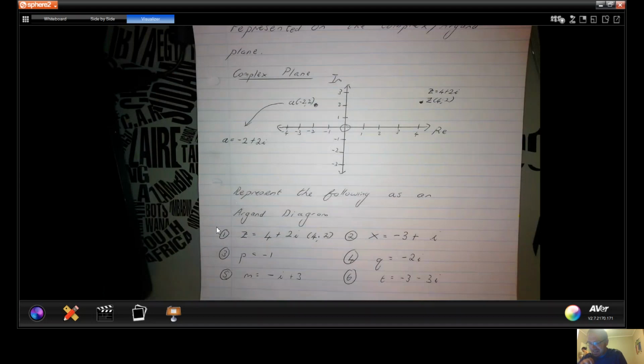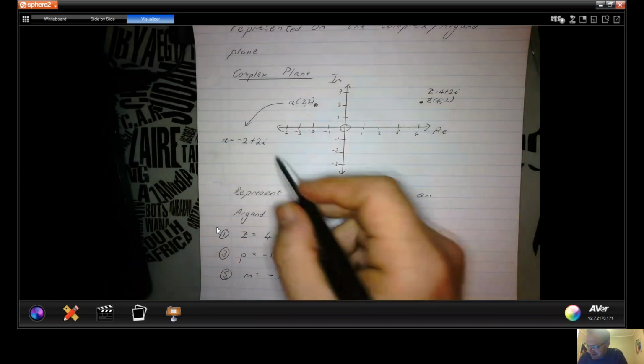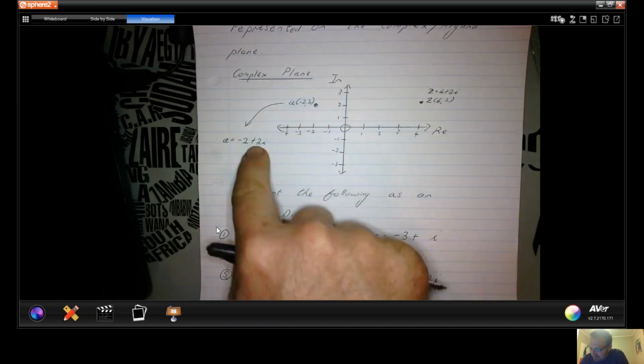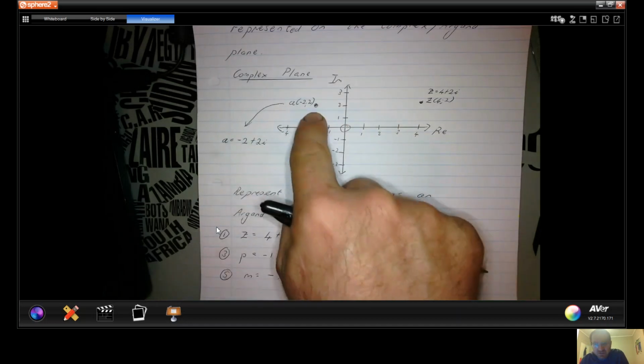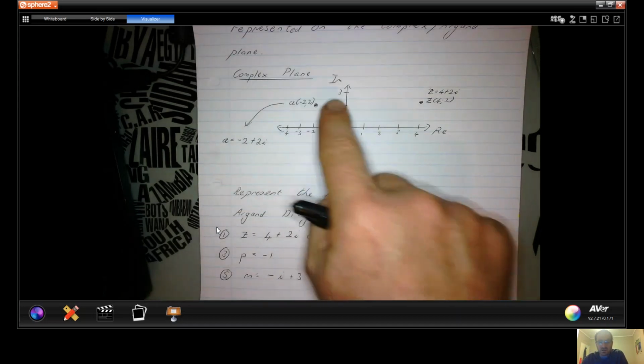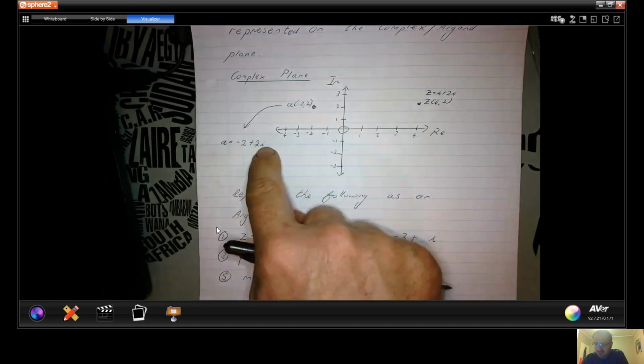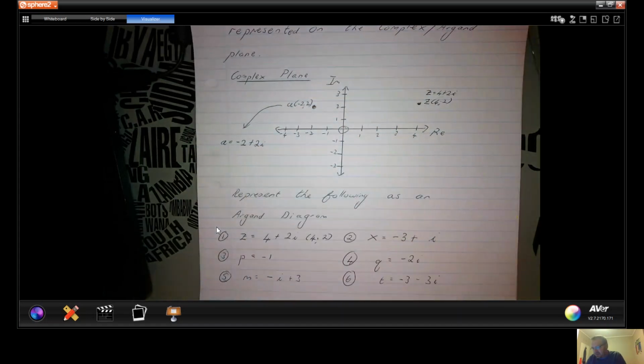So A is equal to negative 2 plus 2i. Okay. So I've got that over there. Okay. That is that complex number. Negative 2 plus 2i would be illustrated by that point A, negative 2, 2. It means the real component is negative 2, and the vertical component is positive 2.